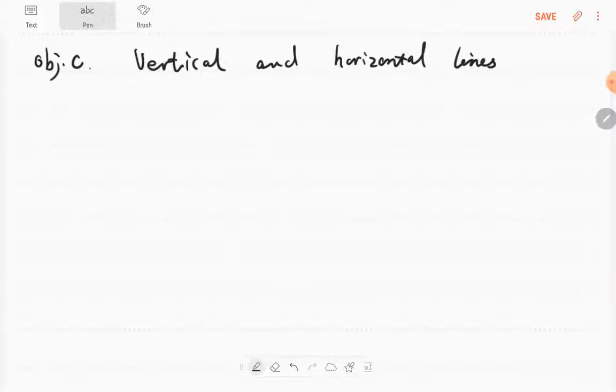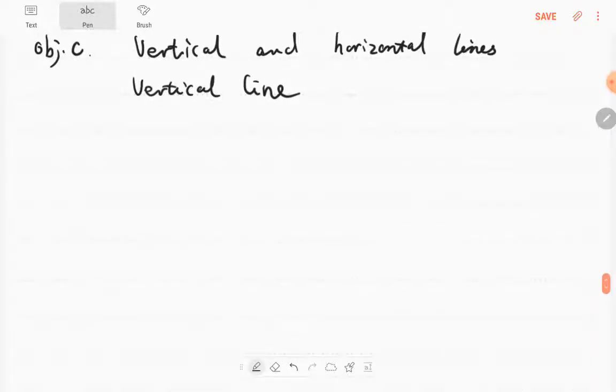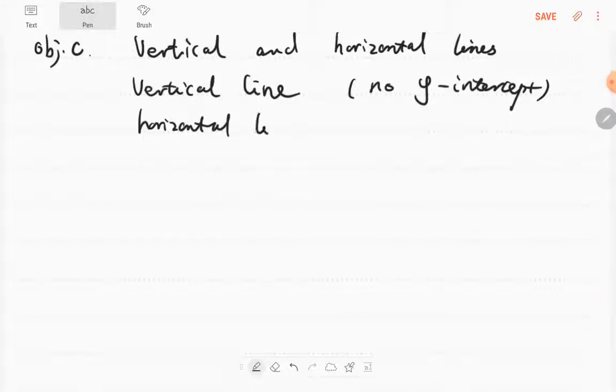Let's check the vertical line first. For any vertical line, we could not find a y-intercept. Vertical line, no y-intercept. For horizontal line, no x-intercept. We will check it later.